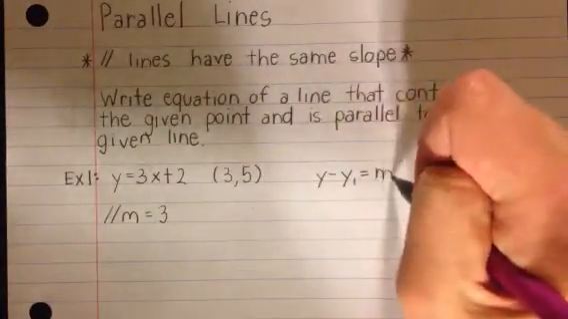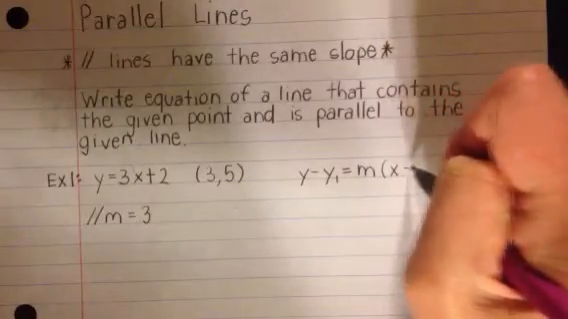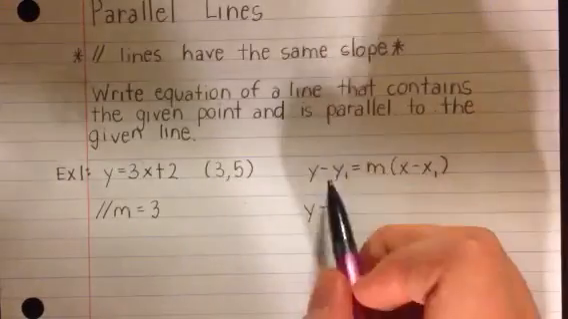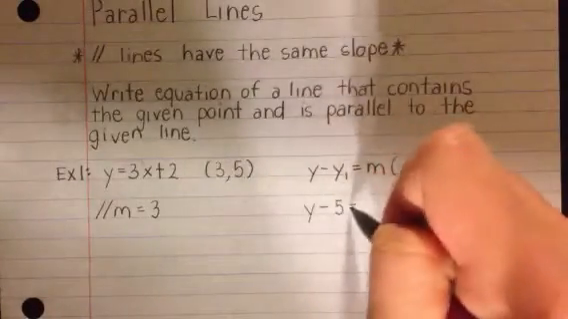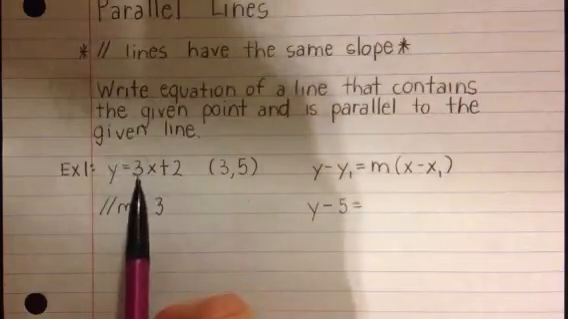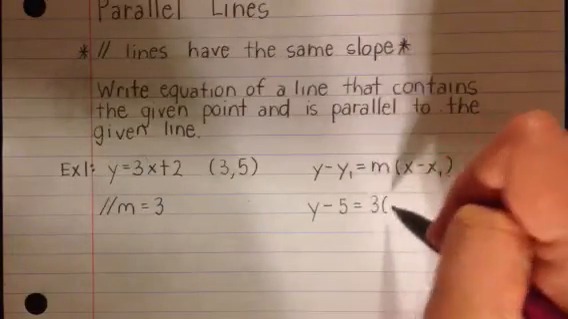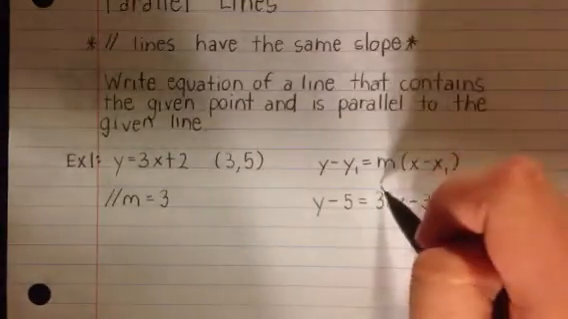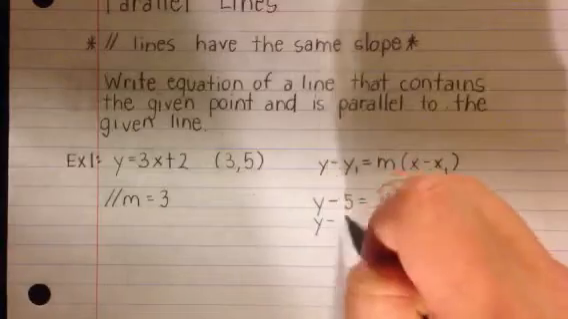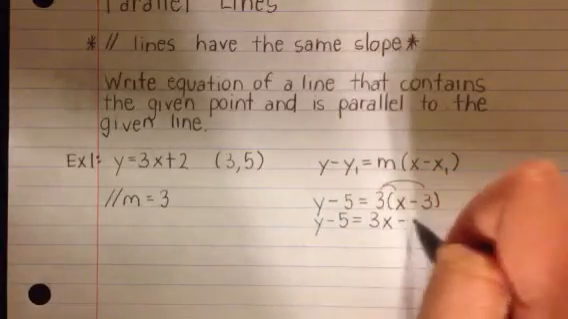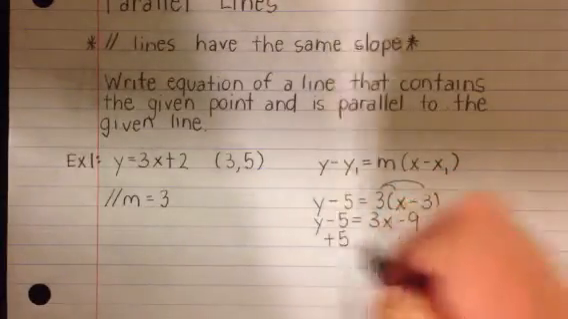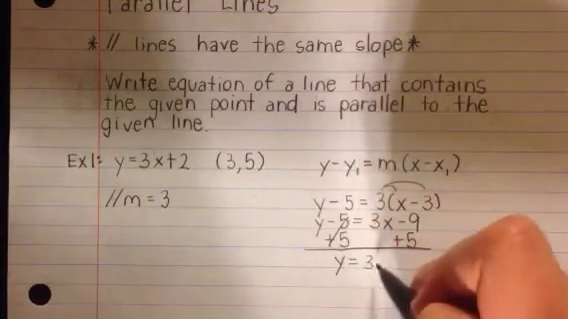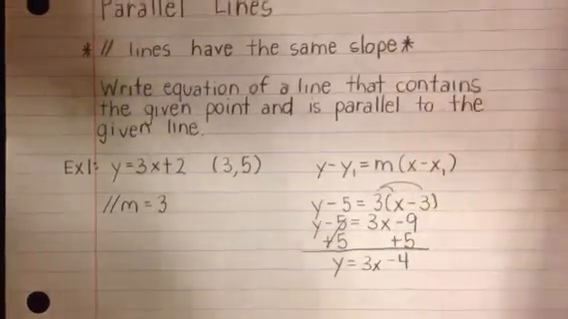We need to use, you guessed it, point slope. So let's go ahead and rewrite that formula, point slope, and let's plug in what we know. So we know y1 is 5. We know the slope of a line parallel to this line would be 3. And x1 is also 3. So when I distribute, I get y minus 5 equals 3x minus 9. Okay, add 5 to both sides. And final answer, y equals 3x minus 4.